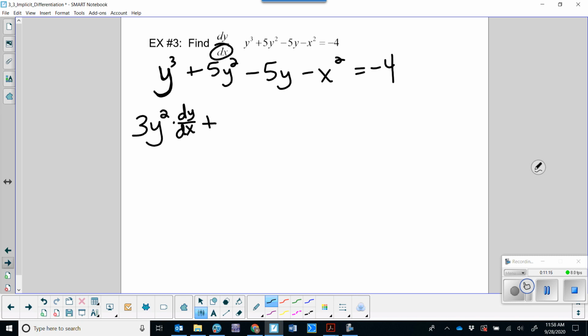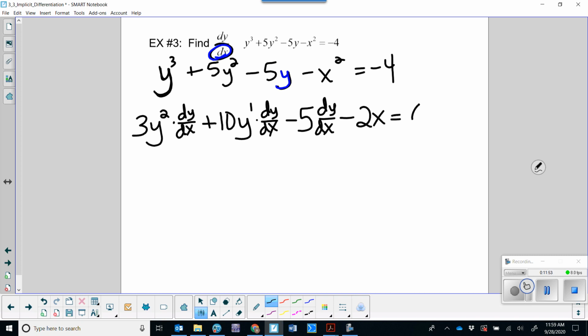Plus, then I have 5y squared, so again, use the power rule. So I have 10, leave this alone, lower the power by 1 times the derivative of the inside, minus 5y, so I get 5 times the derivative of the inside, because again, y is not x. I'm doing it with respect to x. So this will have to be times a dy dx, minus, now I just have x squared, so that's just 2x, because that's kind of our normal, and then equals the derivative of -4, which is 0.